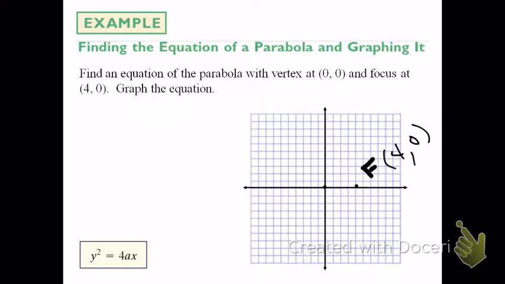Now this variable a is actually the distance from the vertex to the focus. So I'm just going to label the length of that segment a. And that distance a is also the distance that goes from the vertex to the directrix. So our directrix is actually going to be a line at x equals -4. I'm going to go ahead and dash that in here. This is x equals -4.